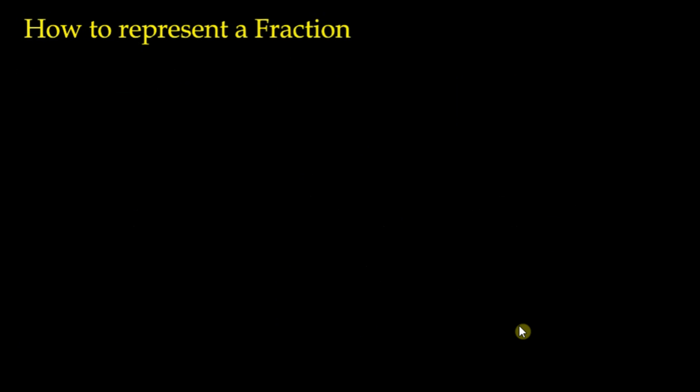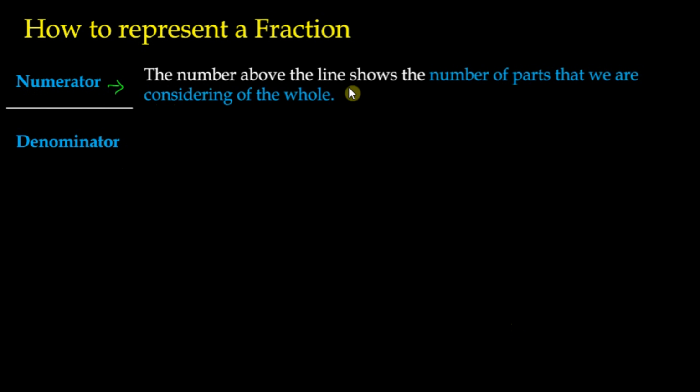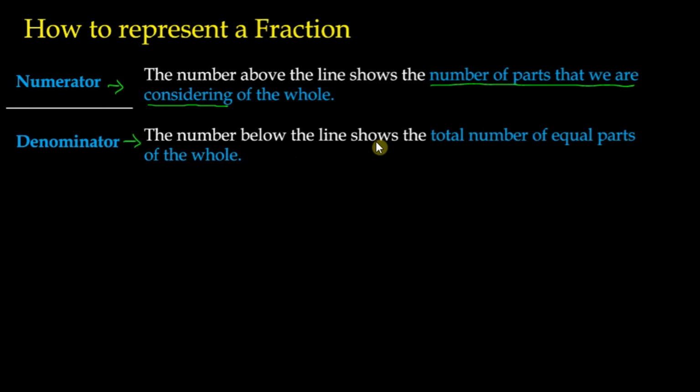Now let's see how to write a fraction. So there are two main parts when we write a fraction, the numerator and the denominator. The numerator is the number above the line which shows the number of parts that we are considering of the whole. And the denominator is the number below the line which shows total number of equal parts of the whole.